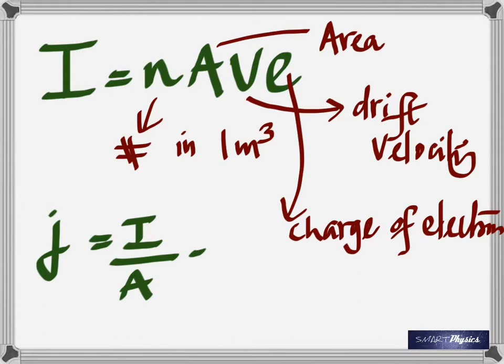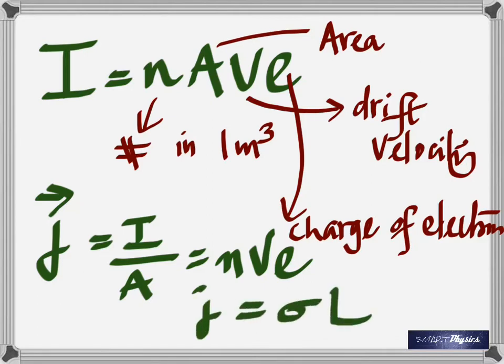It has a direction. But we can also show that when you divide this by A, the A cancels out, so you know that current density is NVE, right? Because the A will cancel out from there. So that's one way to calculate the current density. Another way to calculate current density is to use this formula, sigma E.